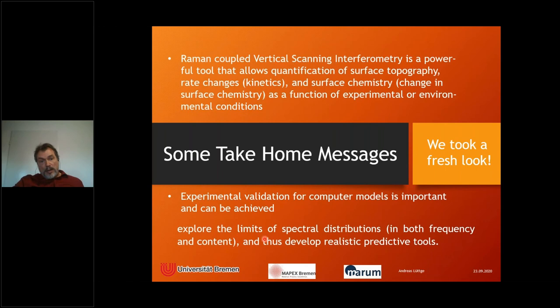We can use that for experimental validation of computer models, particularly if you do kinetic Monte Carlo computer models. You need parameterization, and you need independent validation of the model results. So with all this, we can explore the limits of spectral distribution, both in frequency and contact, and thus this helps us to develop realistic predictive tools.